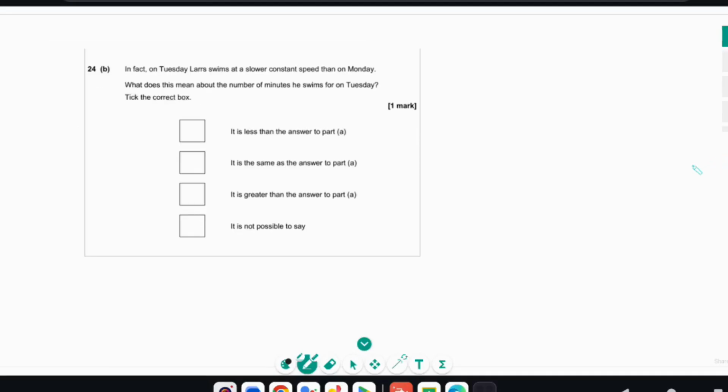In fact, on Tuesday, Lars swims at a slower constant speed than on Monday. What does this mean about the number of minutes he swims for on Tuesday? Well, it's going to take him longer, isn't it? So if it's going to take him longer, it's going to be greater than the answer in part A.